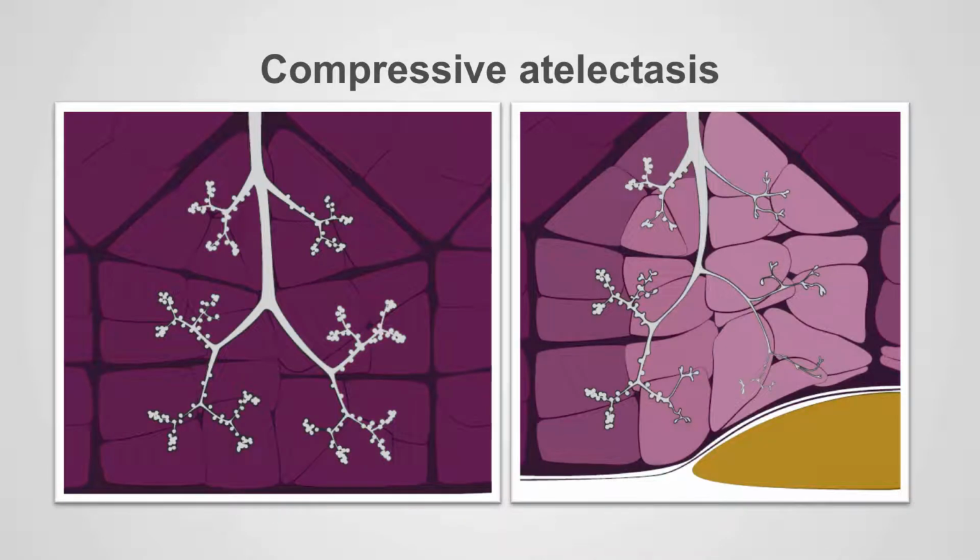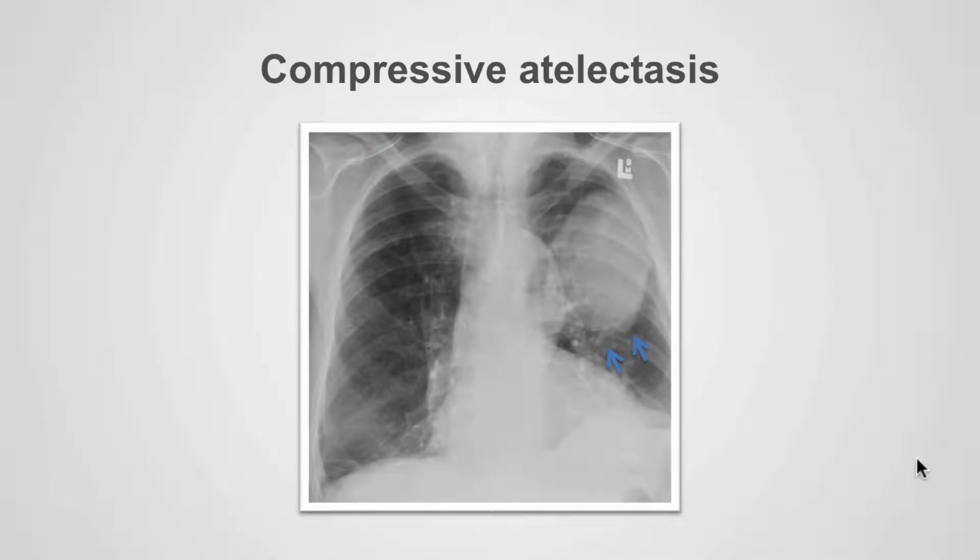Compressive atelectasis occurs when a space-occupying process existing within the thorax compresses the lung parenchyma and forces air out of the alveoli. Here we have an example of a mass within the right lung, which is this oval structure, and we see areas of atelectasis adjacent to the mass that are caused by compression.